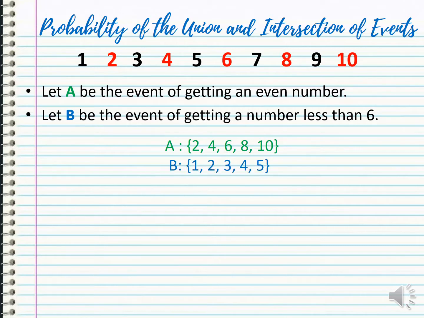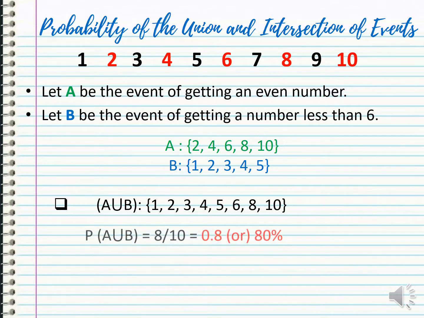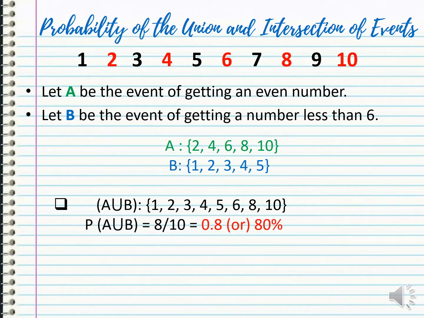Now, what do you think will the union of these two sets be? Union is simply the listing down of all these elements in both sets, right? So the union of A and B goes like this. So that's 1, 2, 3, 4, 5, 6, 8, and 10. Now, how will we get the probability of these two sets? So that's 8 numbers out of 10, right? We have 8 elements in the union of these two sets. So we have the probability of the union of A and B is 8 over 10 or 0.8 or 80%.